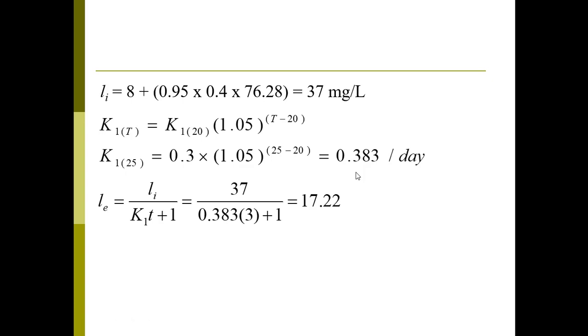Now finally, Le from the maturation pond. So this is the final Le. Le equals Li over K1 t plus 1. So 37 over 0.383 times 3 plus 1, and altogether is 17.22 milligram per liter. And that is the end of chapter 10.